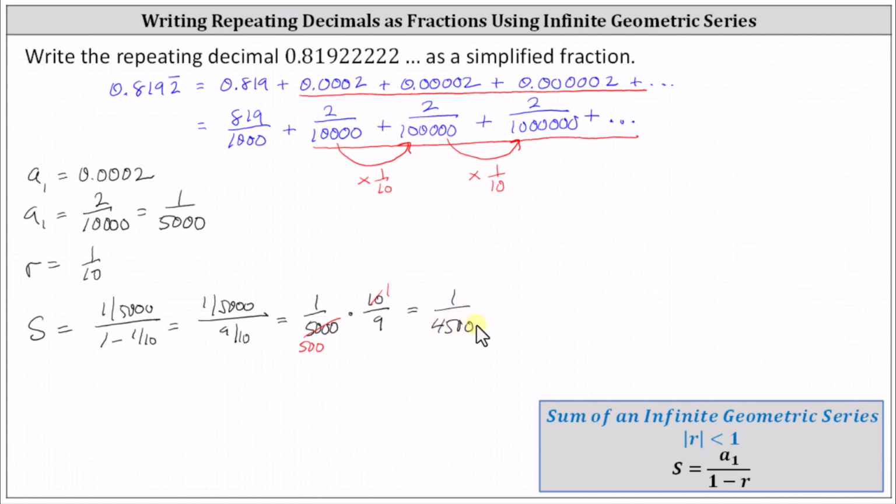And now going back to our work, we now know the given repeating decimal is equal to 819 1,000ths plus 1 4500th. And now let's find the sum. This will give us the fraction for the given repeated decimal. Notice the least common denominator is 9,000. We'll multiply the first fraction by 9 over 9, multiply the second fraction by 2 over 2. Notice this does give us the least common denominator of 9,000.